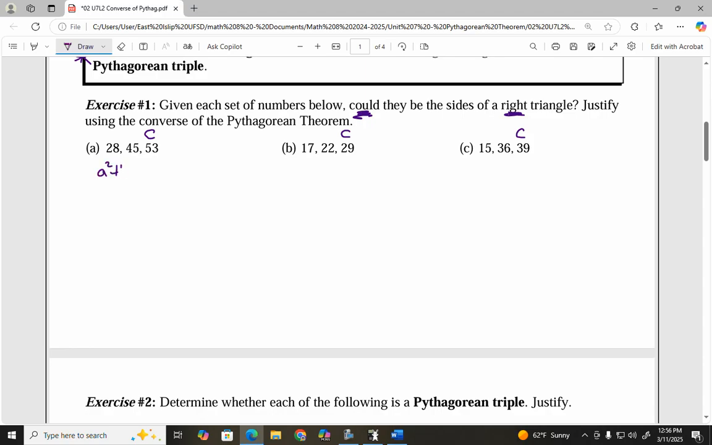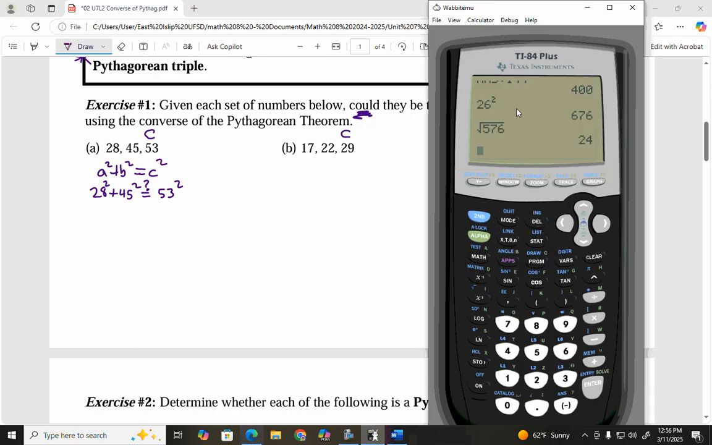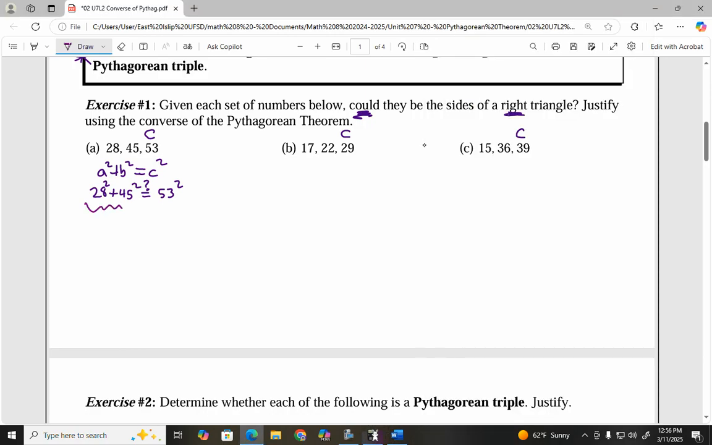So we start with a squared plus b squared equals c squared, and we substitute in the numbers: is 28 squared plus 45 squared equal to 53 squared? And that's actually a question. I don't know if it's true, so I'm putting a question mark there. And now I'm going to use my calculator. On the calculator, you're actually allowed to enter all of this at once and just write down the answer.